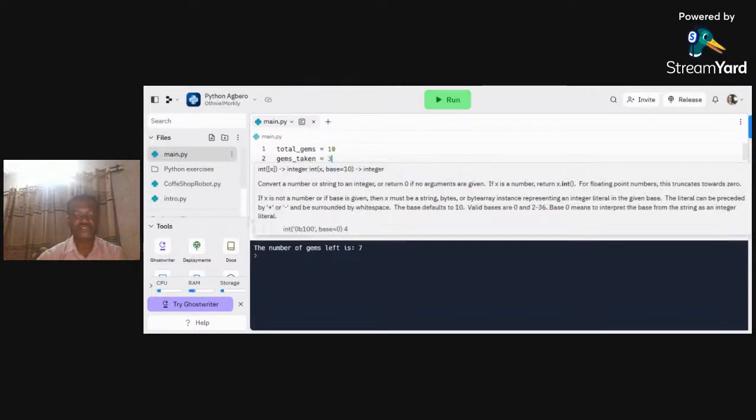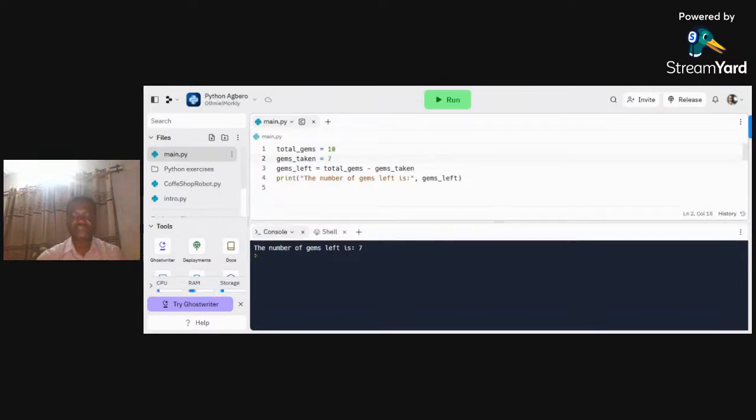So if we change this to 8 and we run it, the number of gems left is 2 because it was 10 minus 8. So the same way plus works is the same way the minus operator works. So don't forget that. Now let's move to the next operator, which is the multiplication operator, and this is how it looks.